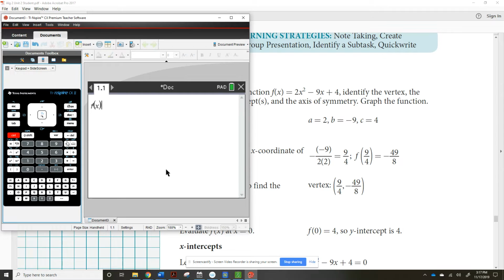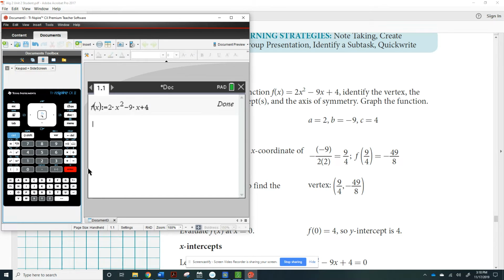And this time I'm going to do this symbol right here, not the equal sign, but the control and then your template key. And that's going to give me an equal sign with a little colon in front of it. That's some computer software protocol, something that you have to do right here to make sure the calculator understands that you're putting in an equation that has some variables in it. So now I'm just going to finish typing the equation: 2x squared minus 9x plus 4.